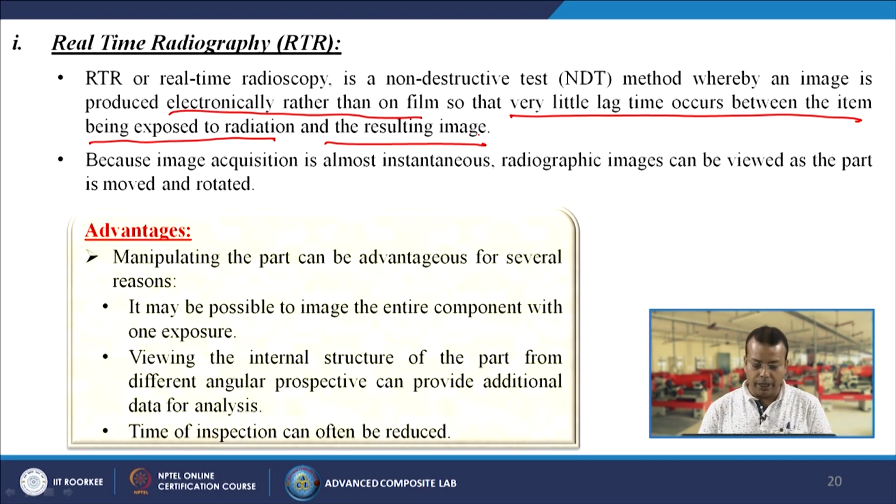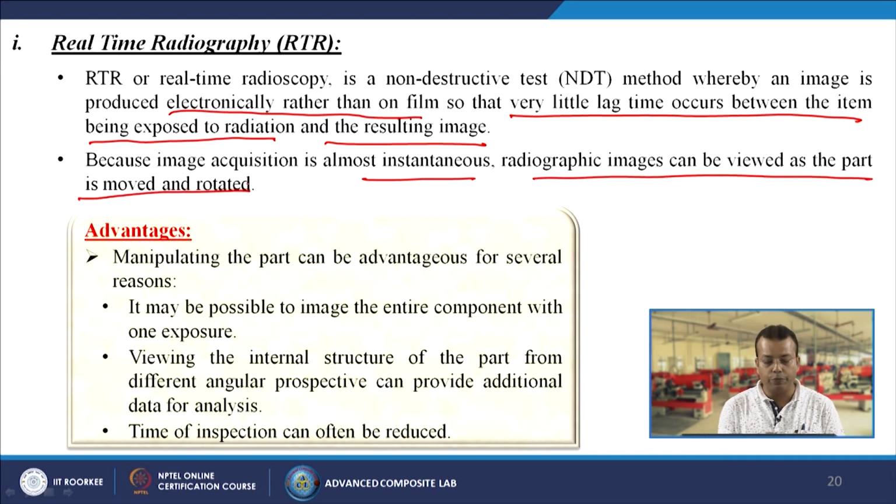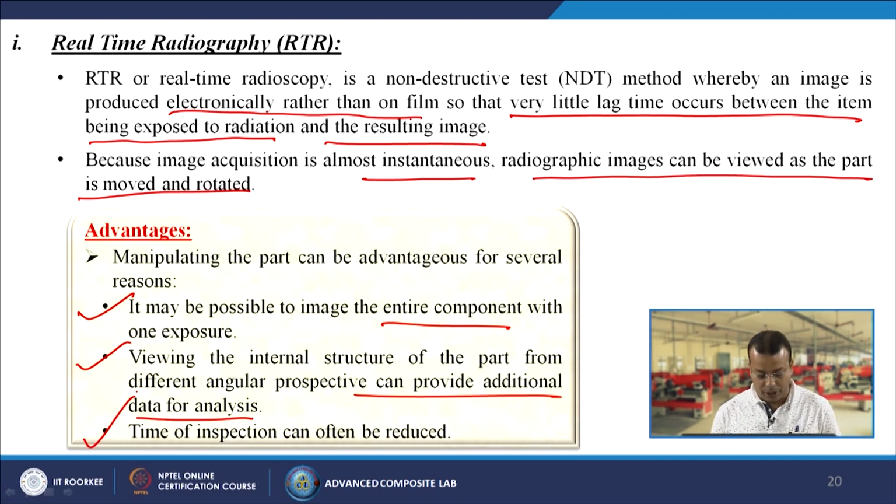Because image acquisition is almost instantaneous, the radiographic image can be viewed as the part is moved and rotated. What are the advantages? Manipulating the part can be advantageous for several reasons. First, it may be possible to image the entire component with one exposure. Second, viewing the internal structure of the part from different angular perspectives can provide additional data for analysis. The last one is that time of inspection can often be reduced. So, very quickly we are getting the image of our materials.